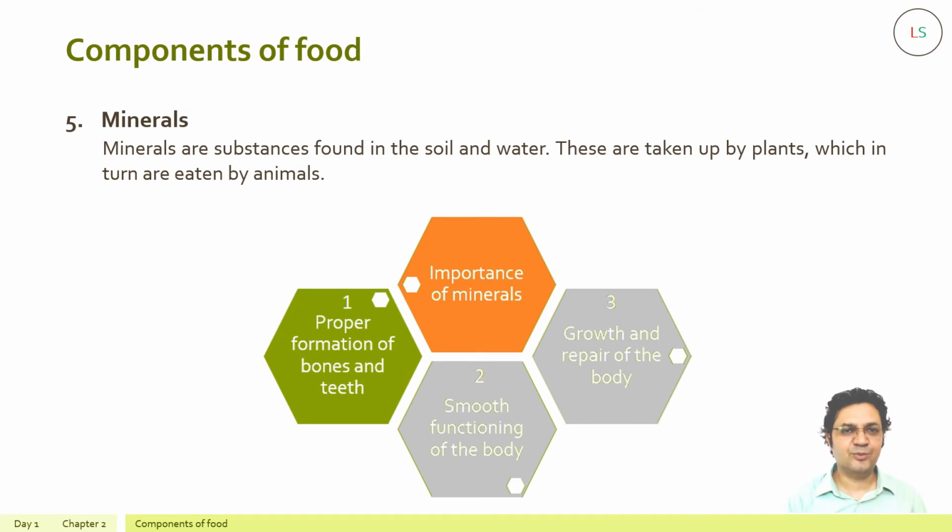Coming over to the next component, which is minerals. Minerals are substances found in soil and water. These are taken up by plants which in turn are eaten by the animals. Each mineral has a specific function to be done in the body and is required in very small quantity. The importance of minerals are proper formation of bones and teeth, smooth functioning of the body and growth and repair of the body.